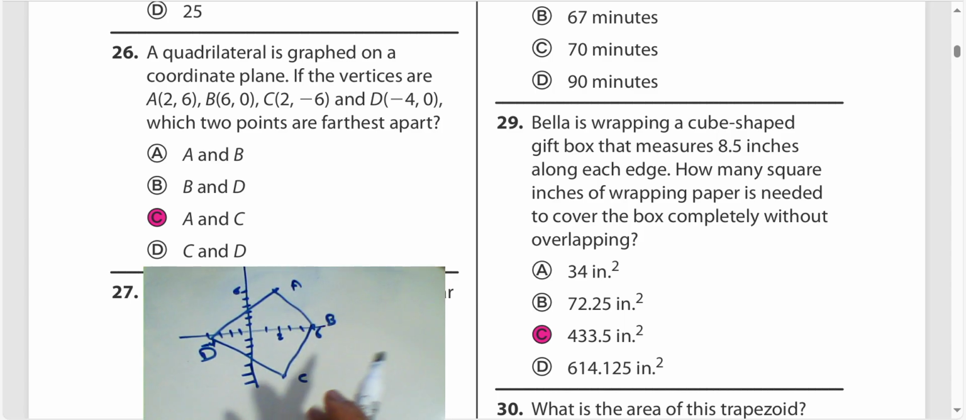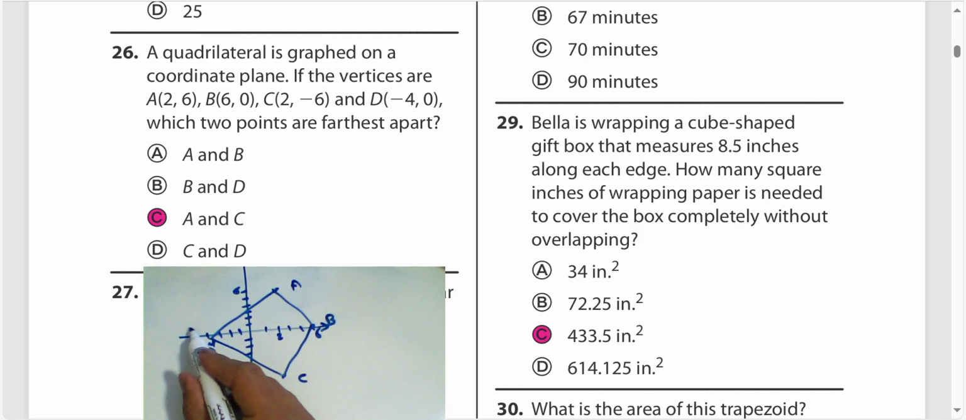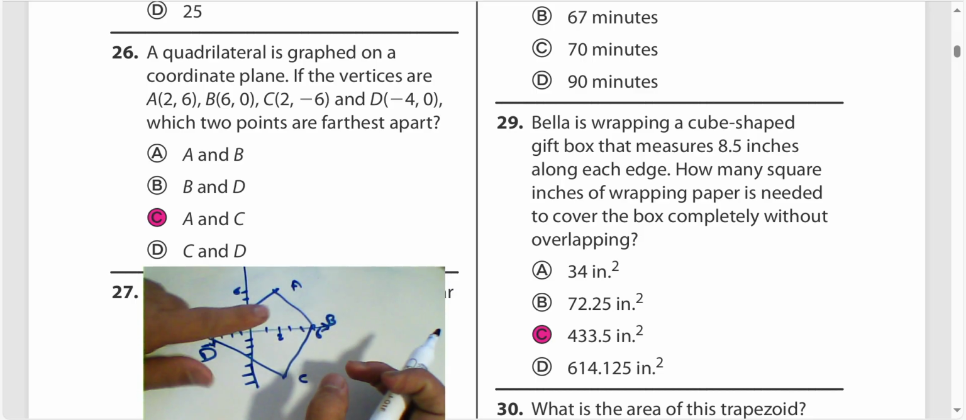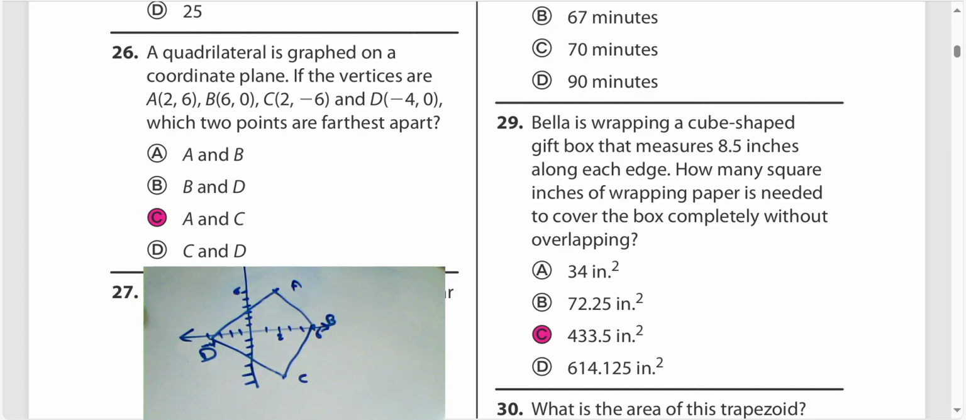Like this shape. He asked which 2 points are farthest apart. We have point A and point C. B and D lie on the x-axis, and A and C are opposite: A is in the first quadrant and C is in the fourth quadrant.